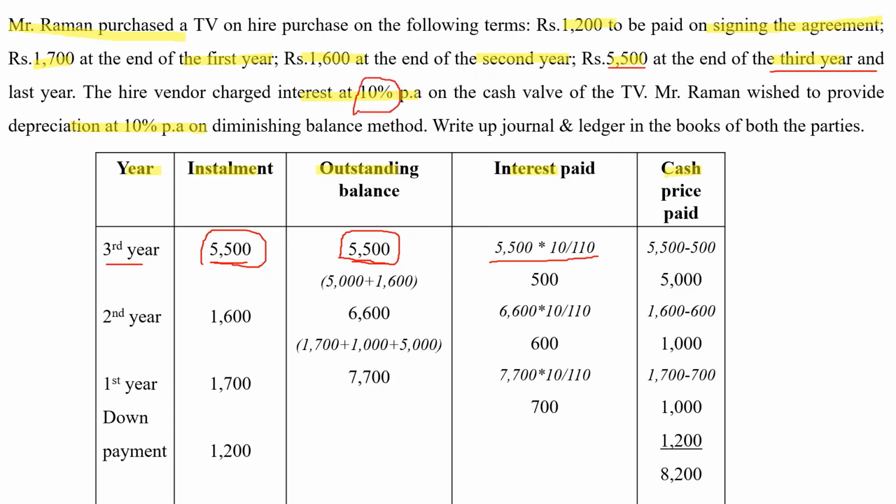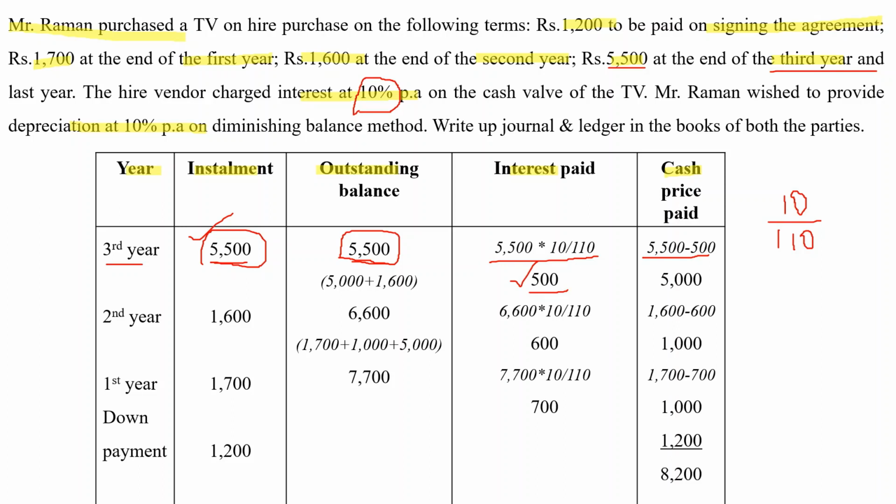As I have already explained in the other video, if the rate of interest is 10%, what will you do? 10 divided by 100. Normally 10 by 100 we will write, but since cash price is not given, 100 plus rate of interest. Rate of interest is 10%, so 100 plus 10, it will be 110. That is what I am doing here. 5500 into 10 divided by 110. 500 is the interest. Now how to calculate cash price? Very simple. Installment minus interest. Installment amount is 5500. Interest is 500. So 5500 minus 500. 5000 is the cash price paid.